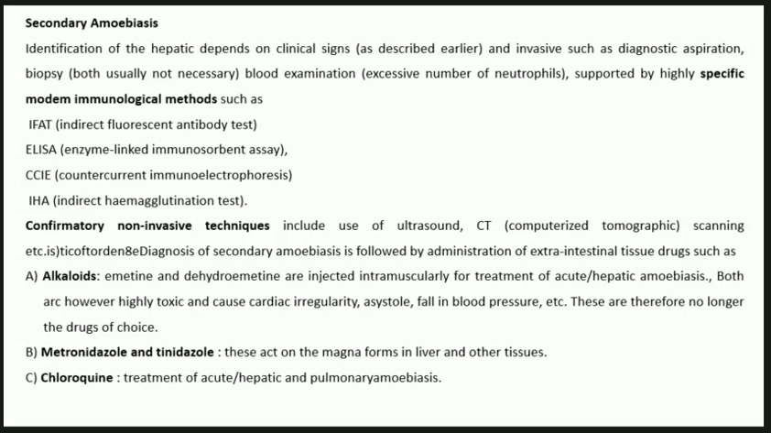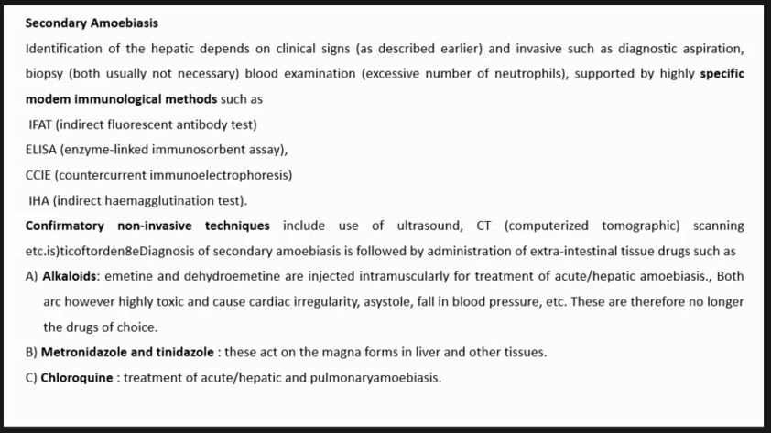Now here specific modern immunological methods are used, remember. Specific indirect fluorescent antibody test. Here you can see an antibody test is used in the first one, IFA, then ELISA is also there, and then you have counter current immunoelectrophoresis and indirect hemagglutination test. So this is how you will come to know from blood whether the antigens of that particular organism are present or not.